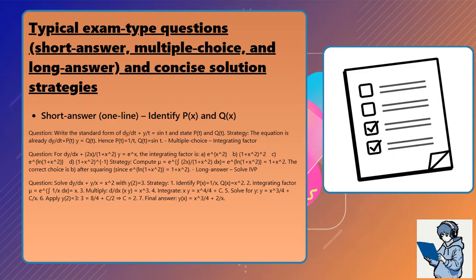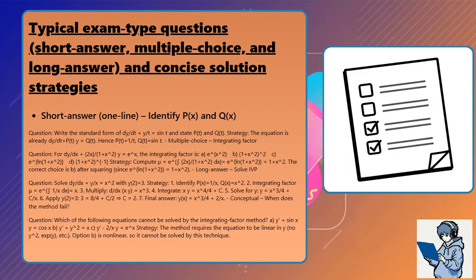Fifth, solve for y, which gives y equals x cubed over 4 plus c over x. Sixth, apply y(2) = 3: 3 equals 8 over 4 plus c over 2, which gives c equals 2. Seventh, final answer. y(x) = x cubed over 4 plus 2 over x.